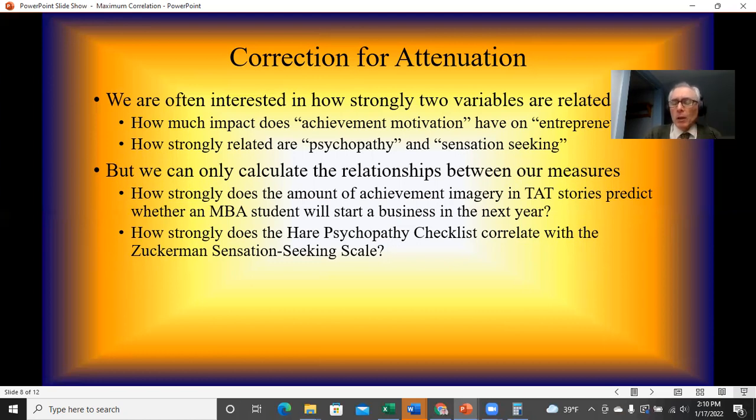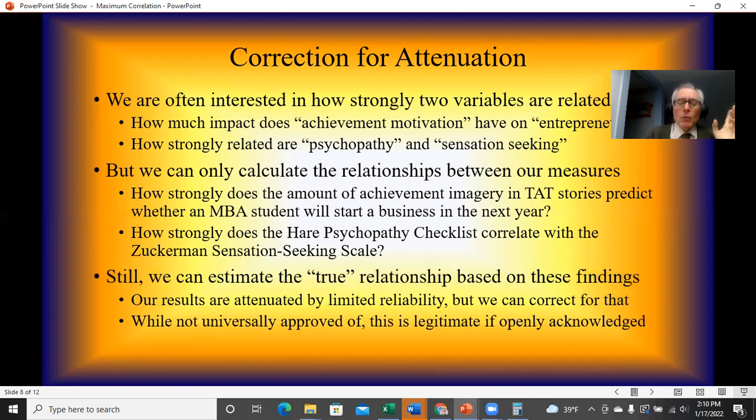Likewise, I could be studying psychopaths using the Hare psychopathy checklist and sensation seeking using the old Zuckerman sensation seeking scale, but these are not perfect measures of the underlying constructs. So I get whatever correlation I get, and I wonder how strongly related the theoretical constructs really are, knowing that the results I got were attenuated by the less than perfect reliabilities of my measures.